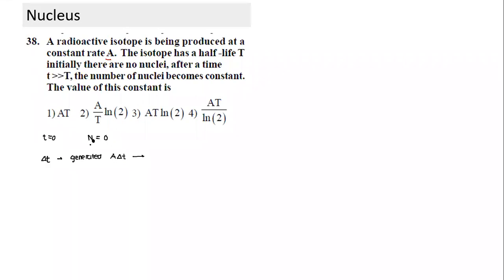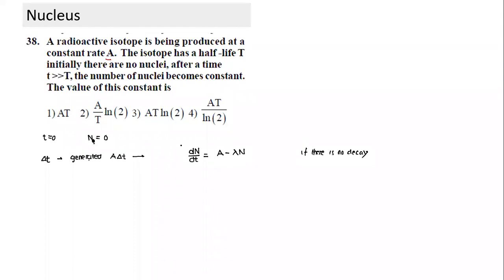On one side, the number of radioactive nuclei is increasing because of the generation process, and it is also decreasing because of the decay process. So what would dN by dt be? dN by dt indicates the rate of change of these radioactive nuclei. Can we write an expression for dN by dt? If there was no decay, I would have written dN by dt is equal to A. But the decay is also taking place, which gives minus lambda N.